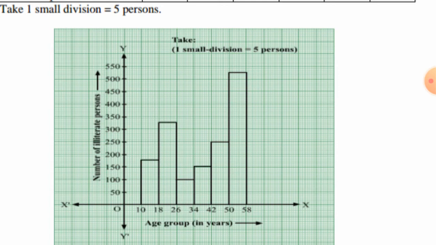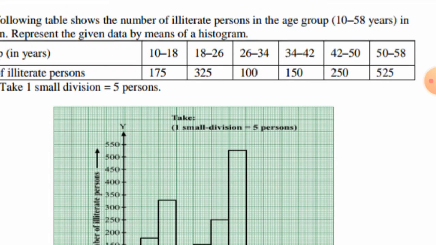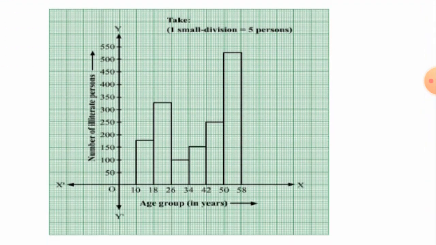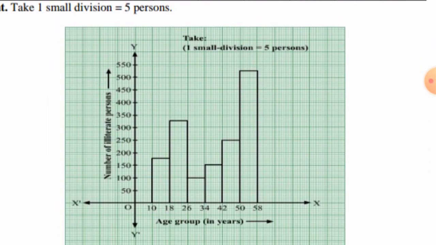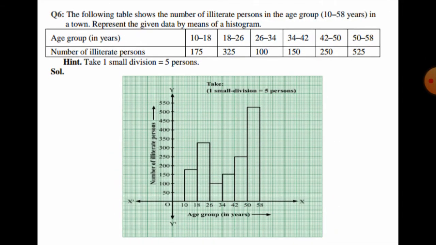Here we can take a gap of 50, that is 50 to 100, then 100 to 150, then 200, 250, 300, 350, 400, 450, 500 and 550. So this gap will be equal. Now similarly we can represent these bars according to the frequency distribution table. In this way we can use this frequency distribution table to represent the histogram. Now the remaining question, question number 7.